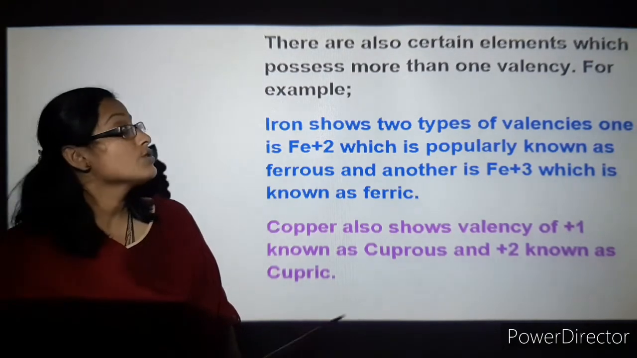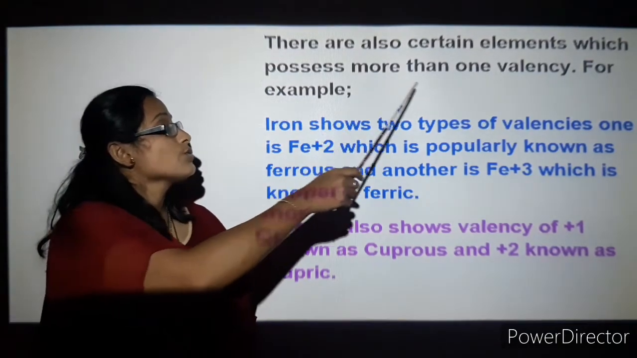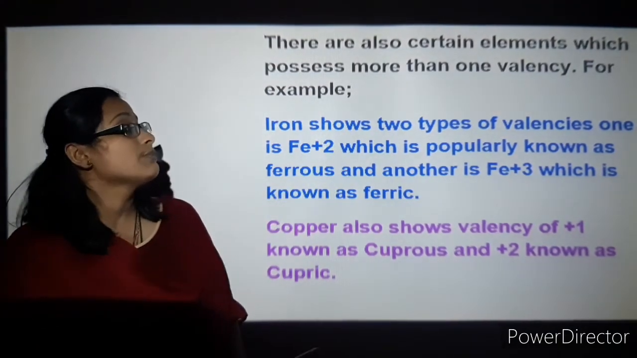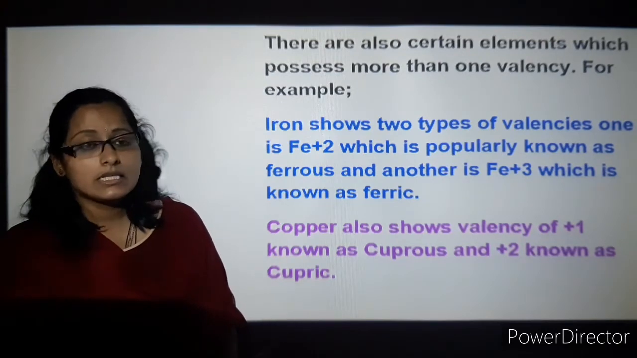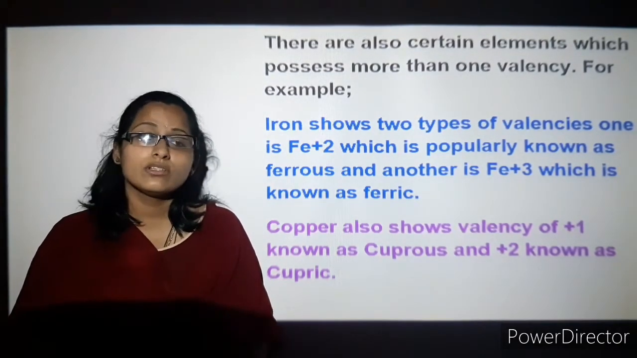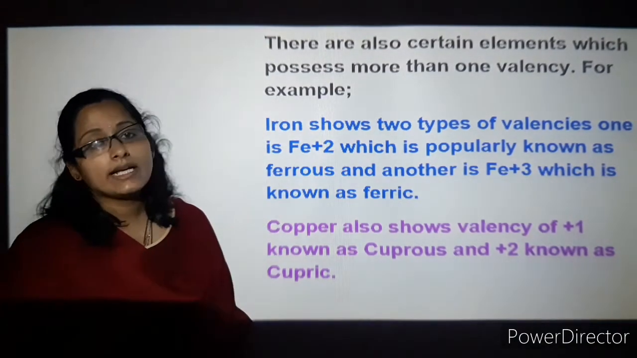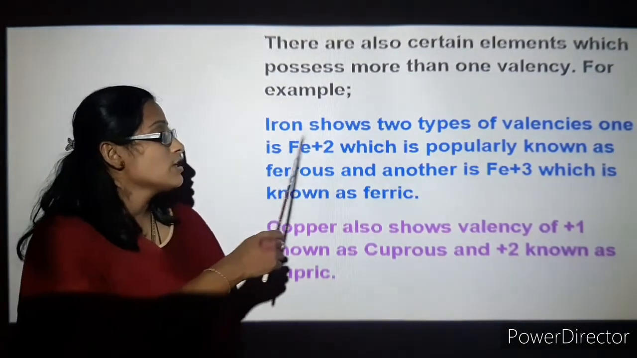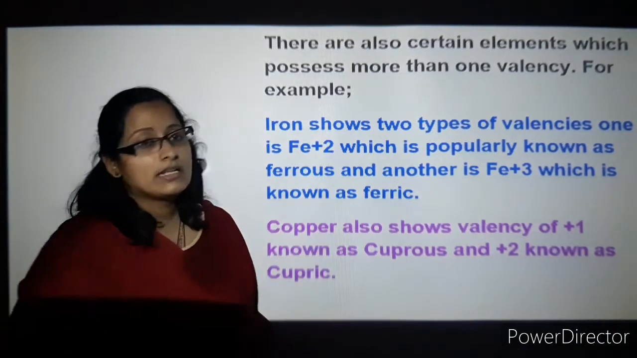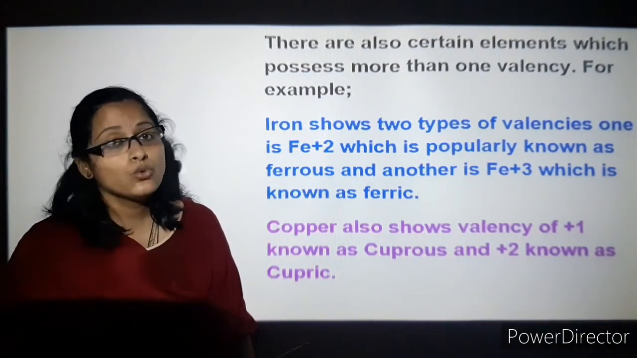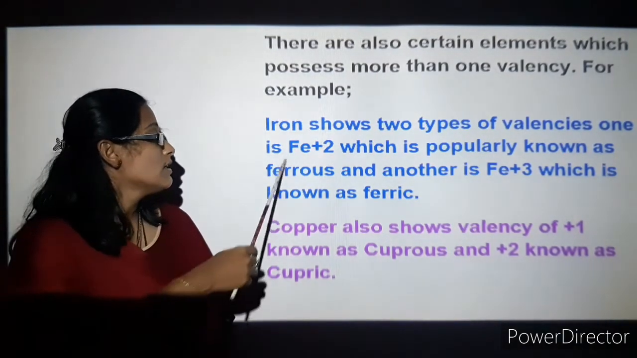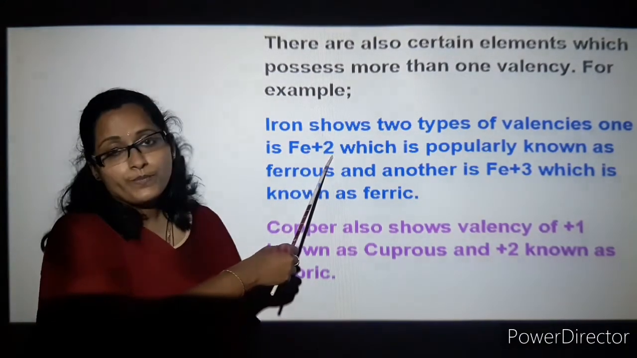So we can also see here that there are certain elements that possess more than one valency. So let's understand with an example here. Iron shows two types of valencies. How can iron show two types of valency? Let's see that. Fe plus 2.